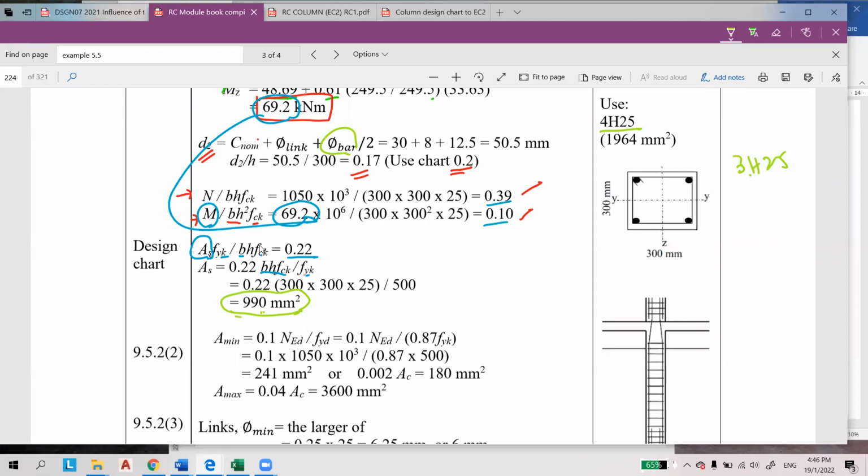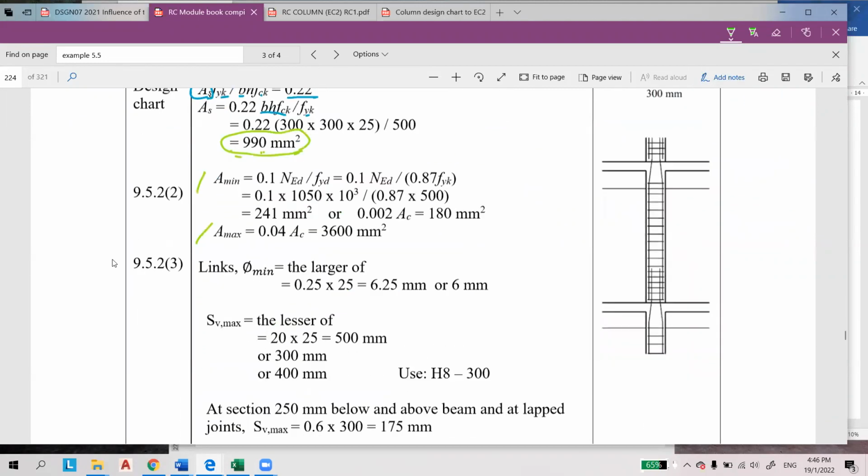However, we must provide bars at all 4 edges, 1, 2, 3, 4. So it cannot be 3, it must be 4H25. Then we check the AS minimum and maximum as usual. Make sure that the provided area is within the range of minimum and maximum.